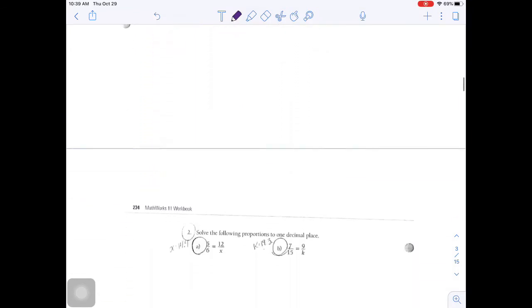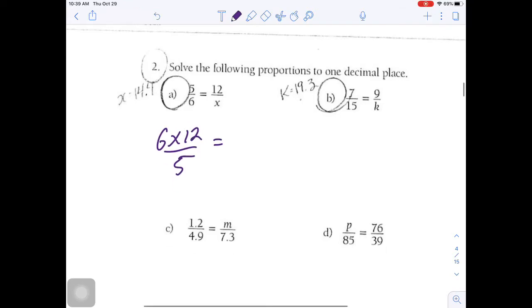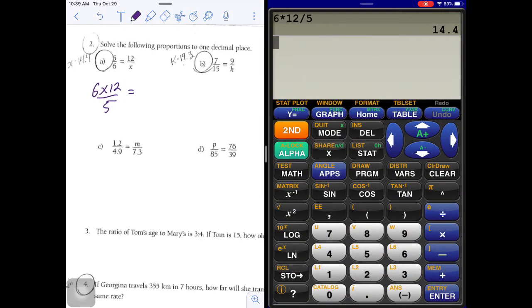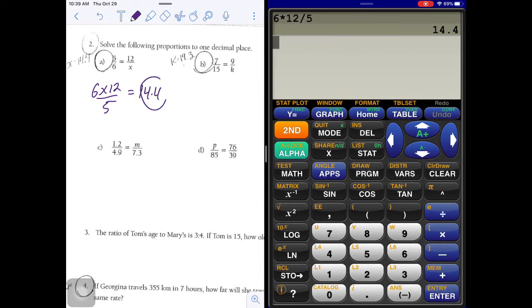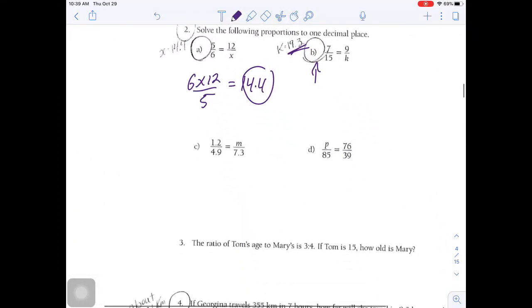Now, let's kind of look here. It's sort of the same thing, right? So solve the following proportions. So this side is proportional to this side. So I'm going to do 6 times 12 dividing 5. And if I plug that in my calculator, I will get 14.4. So I'll leave this one for you to try on your own. The answer's there. Make sure you're able to get it. If you're not, you're kind of confused, please come ask some questions.